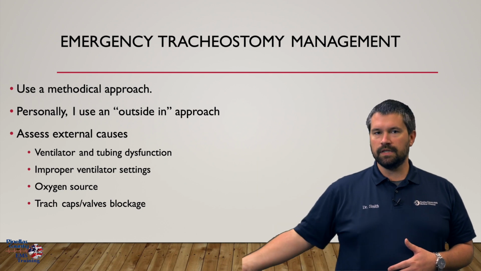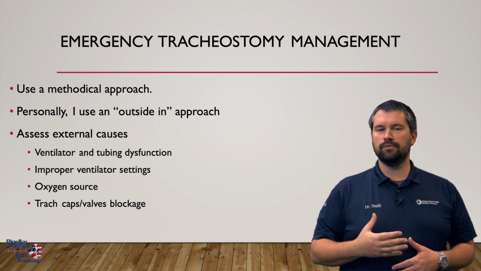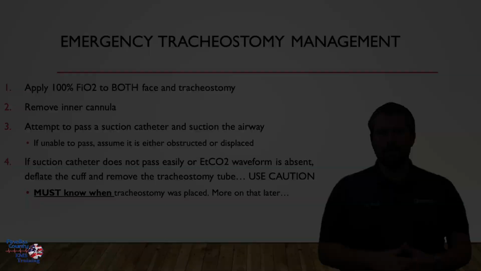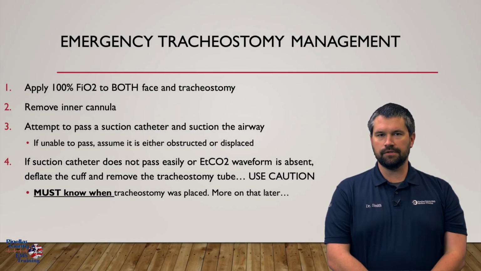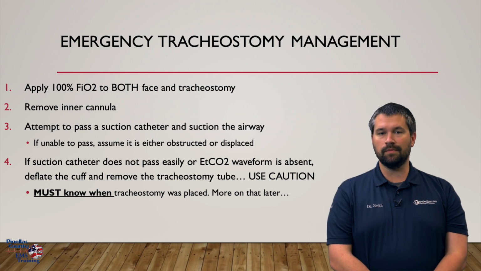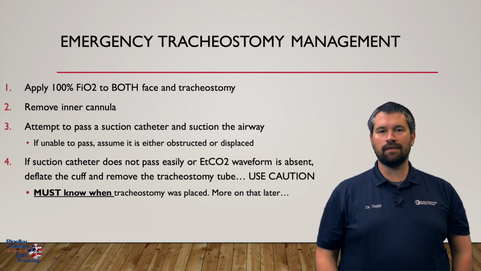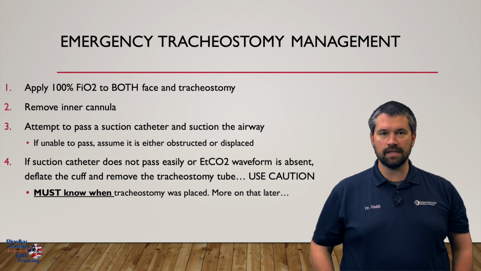Make sure that the equipment is functioning before we actually assume that the tracheostomy has failed. So when you've prepared yourself to manage the patient, here's a stepwise approach for managing tracheostomies. Number one is to provide supplemental oxygen passively. Apply 100% FiO2 to both the face and tracheostomy site.